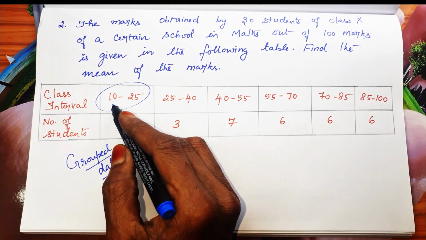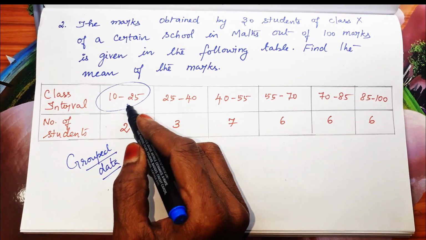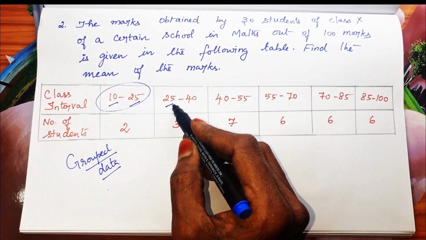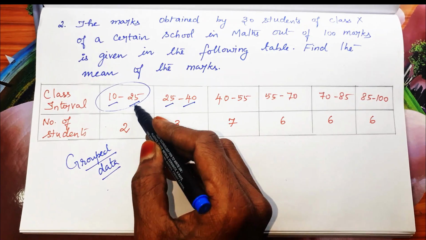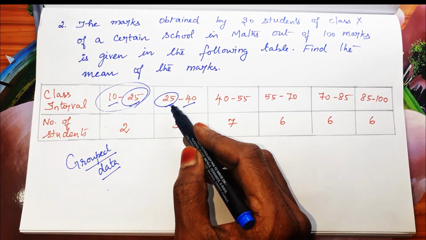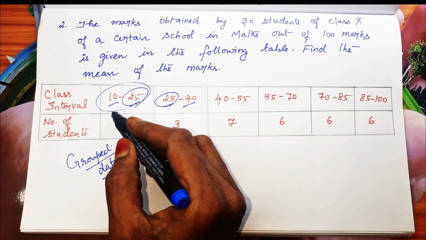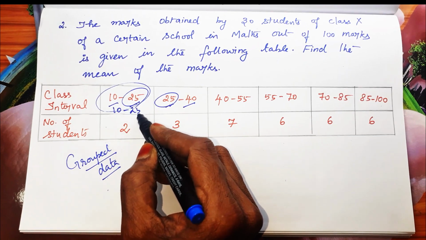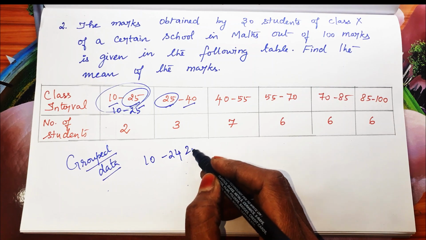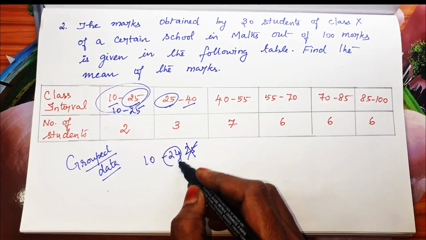For example, this is the class interval. Class interval means it is the marks from 10 to 25. And here we are starting from 25 to 40. If we include the mark 25 here and here, that will give a double count, right? So what we will do is, if it is 10 to 25, it means 10 to 24. 25 is not included in the upper limit.